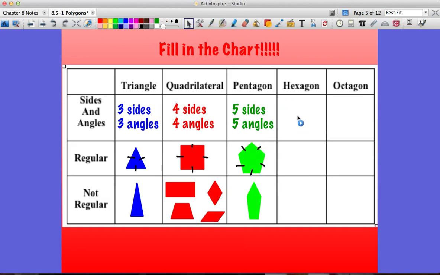Okay, hexagon, 6 sides, 6 angles. Again, we're going to draw in our congruency lines. And an irregular hexagon.